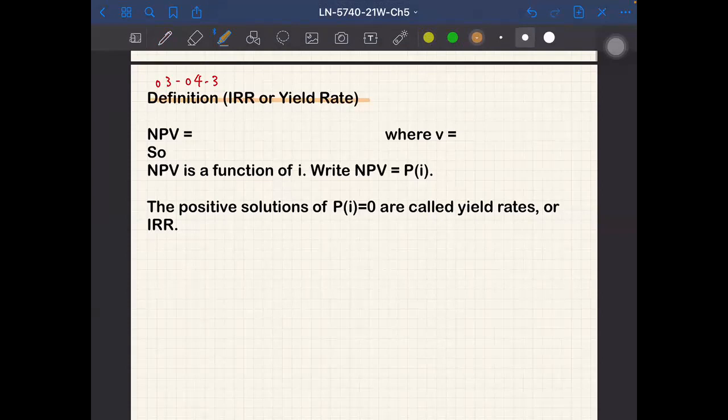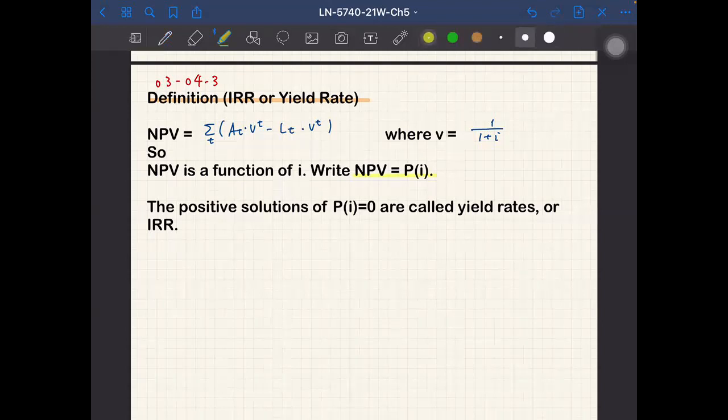So remember that the net present value is defined by summation over all t of A_t times v to the power t minus L_t times v to the power t. And here the v is equal to 1 over 1 plus i. So particularly this NPV is a function of i. So depending on the interest preference rate, the net present value is different. So we write this as P of i.